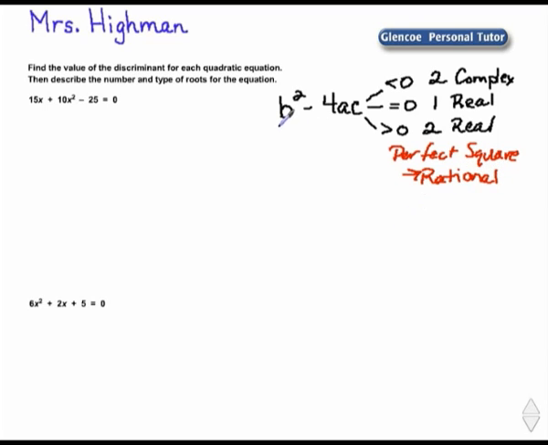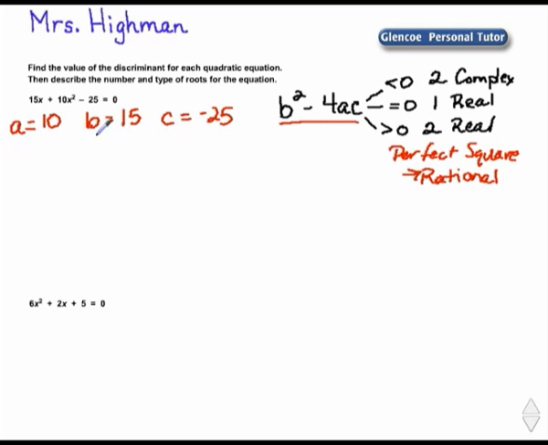So now we're going to use this discriminant, b squared minus 4ac. We're going to evaluate that first, and then we'll determine what category we have here. In our first equation, 15x plus 10x squared minus 25 equals 0. We have to be careful because it's not in standard form, so our a value is 10. It's that coefficient of x squared. The b value is 15, and the c is negative 25.